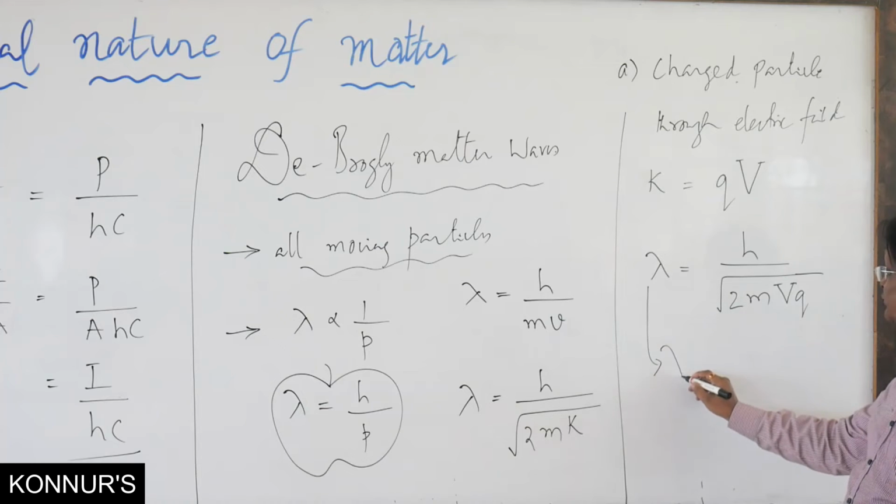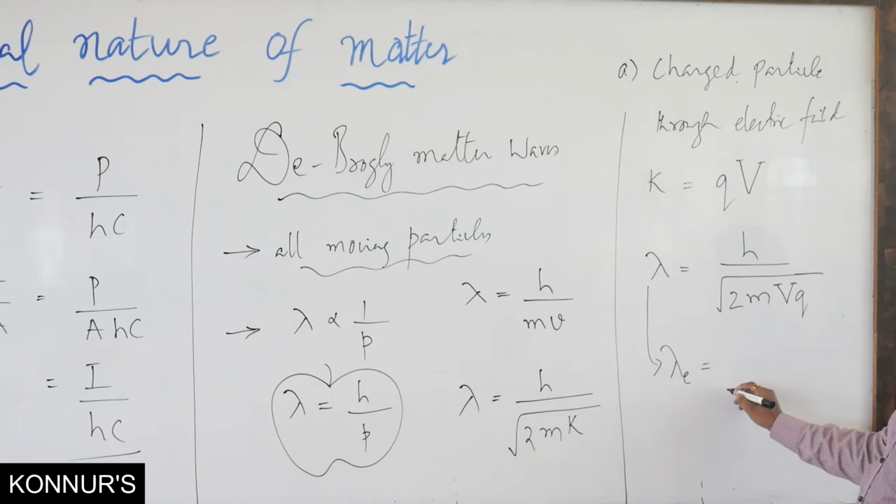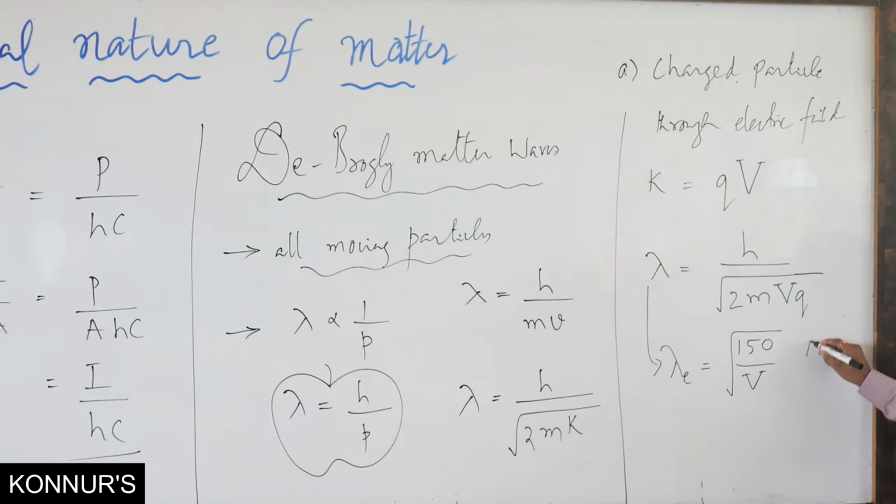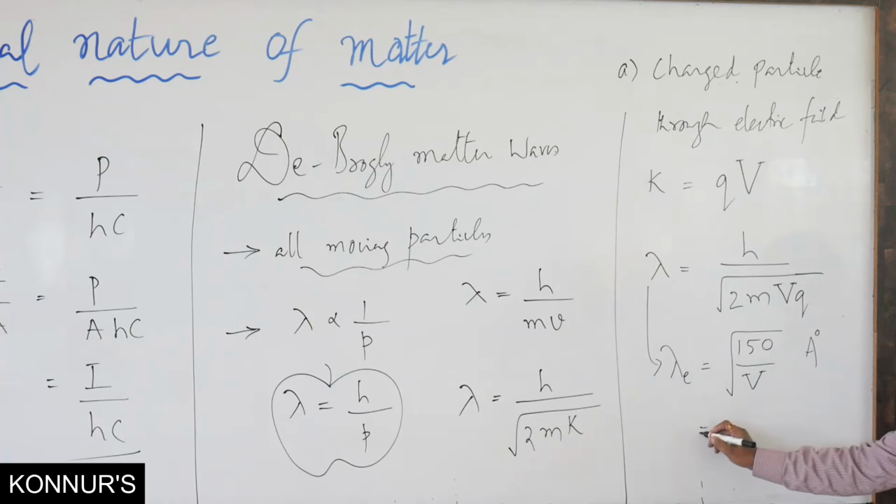Now for this expression, for an electron, it is under root 150 by capital V. Root 150 is the numerator, the denominator is capital V, and the answer is directly in angstroms. Suppose I say this root 150, I would also like to give you the number: it is 12.2526 upon root V angstroms. So simply, V value is given, accelerated through 100 volts, 300 volts, 200 volts, substitute the values and get the answer.